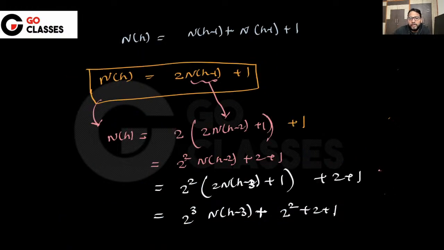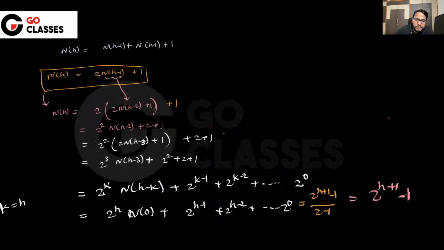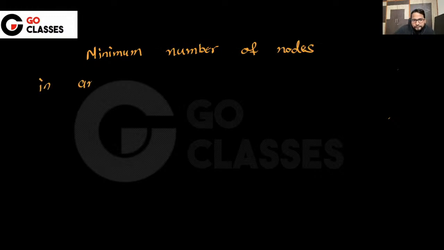Now let's try doing it for the minimum. Let me see what the minimum number of nodes is. What is the minimum number of nodes in an AVL tree of height h?